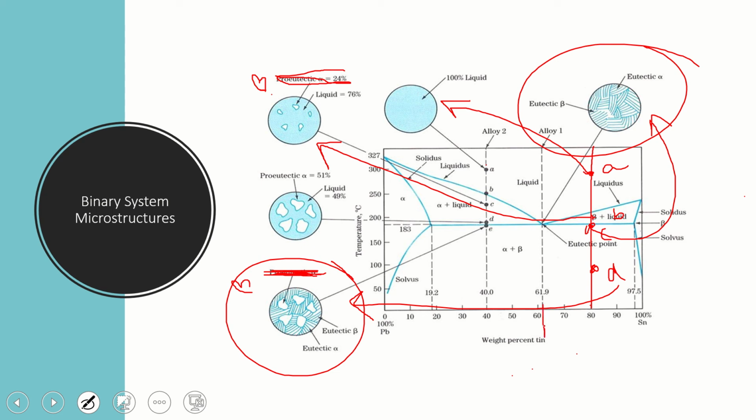And that's the microstructure in the hypereutectic area. And that is all for an evaluation of the binary system diagram.